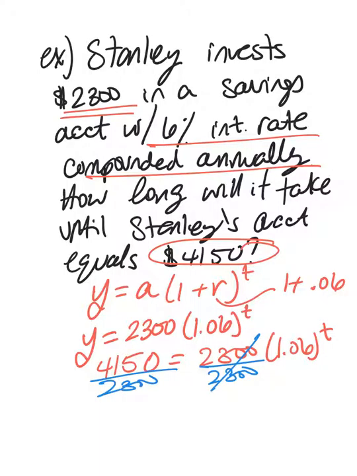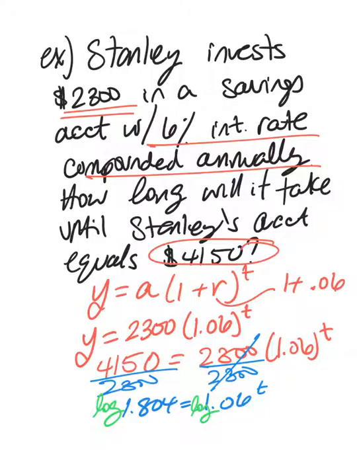This cancels out, and you get 1.804 equaling 1.06 to the t power. Now, you have to remember from Algebra 2, how do we get things out of the exponent? How do I get variables out of the exponent? Well, that's where log comes in. I know how much you guys all loved log. So remember, you've got to log both sides.